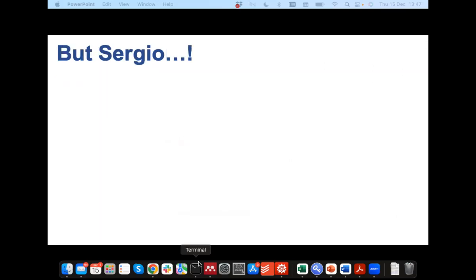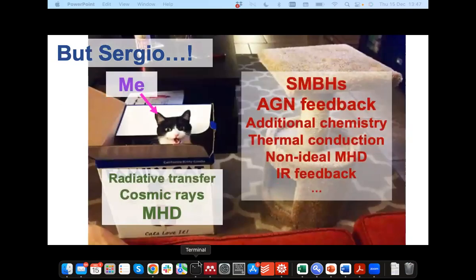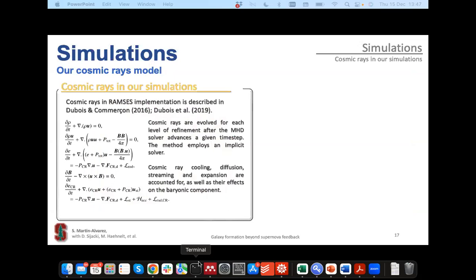Of course, you're going to say, Sergio, you are missing all this other stuff that we know is quite important. So of course, yes, in these simulations I'm not going to have supermassive black holes, I'm not going to have AGN feedback, I'm not going to have thermal conduction. There are many other things still missing from our simulations. But these three are important.